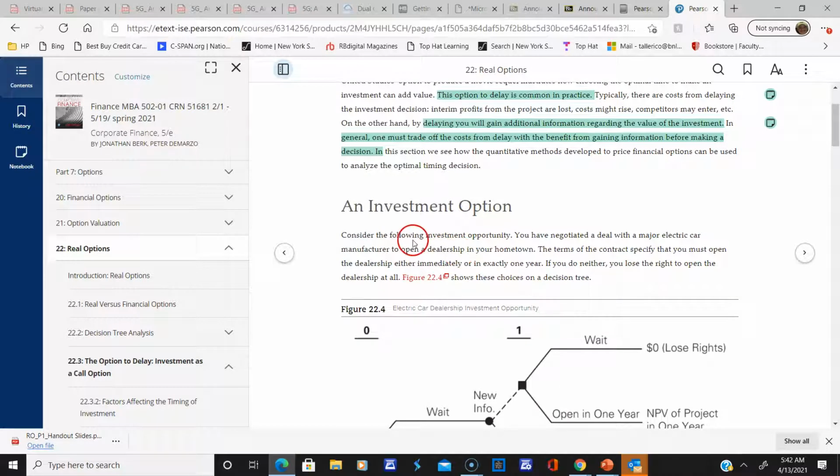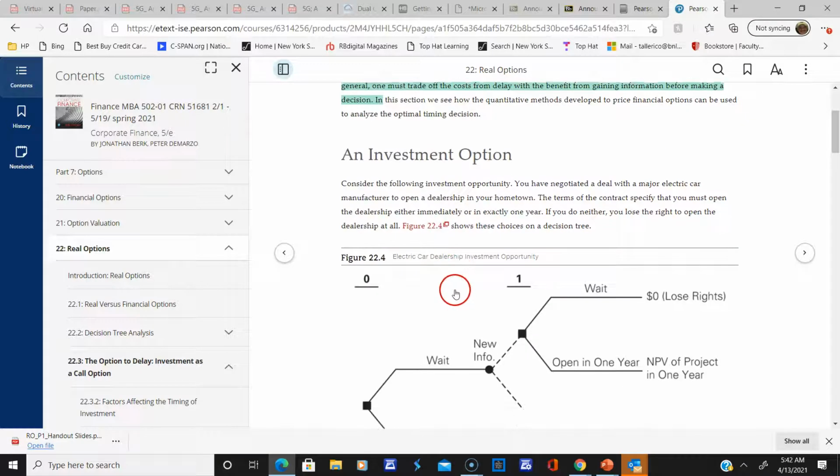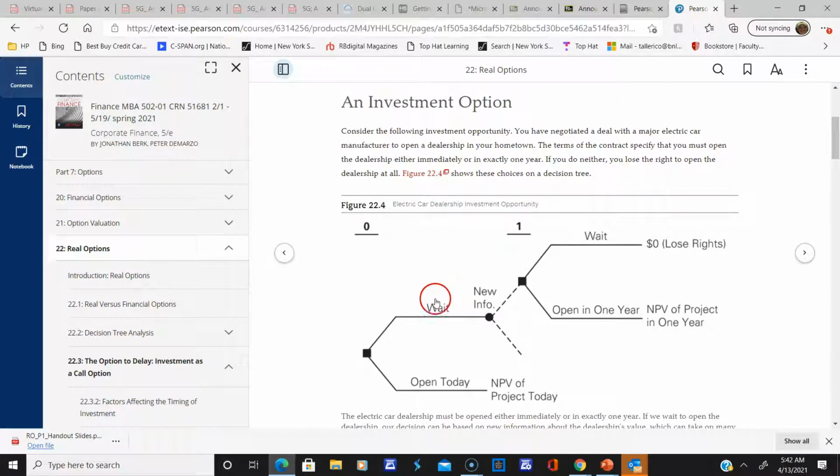So consider the following investment opportunity. You have negotiated a deal with a major electric car manufacturer to open a dealership in your hometown. The terms of the contract specify that you must open the dealership either immediately or in exactly 1 year. If you do neither, you lose the right to open the dealership at all. So this is basically the choices that we're making.